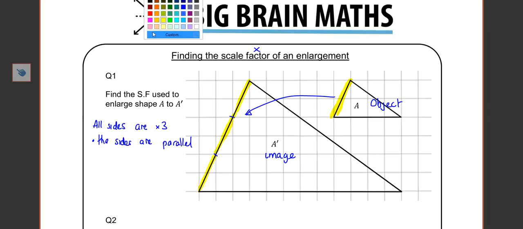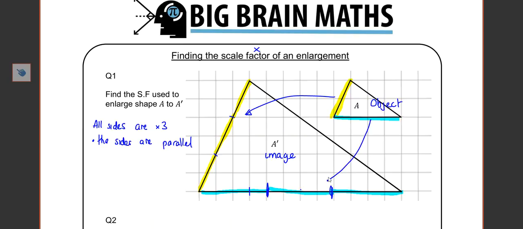So if I want to look at this side here, it's 1, 2, 3, 4. This one is 1, 2, 3, 4, 1, 2, 3, 4, 1, 2, 3, 4. So again, it's multiplied by 3. Okay. Oh, I did that wrong. So that side, the scale factor would be times 3. Alright.